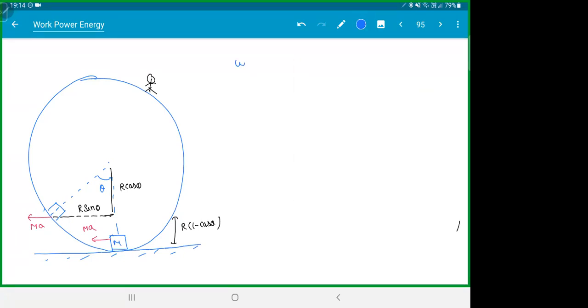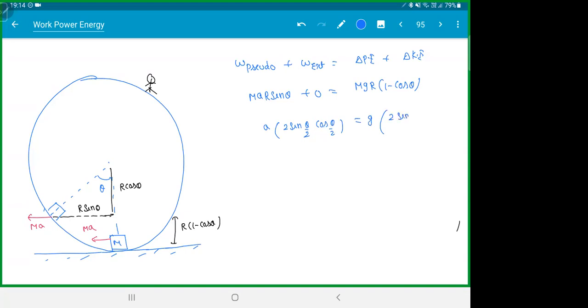So you end up with work done by pseudo force plus work done by external force is change in potential energy plus change in kinetic energy. Work done by pseudo force is ma r sin theta. External force is 0. Change in potential energy is mg r(1 minus cos theta). Initially and finally, it is at rest. m gets cancelled, a gets cancelled. This guy would be 2 sin theta by 2 cos theta by 2. 1 minus cos theta is 2 sin square theta by 2. You end up with tan theta by 2 is equal to A by G.